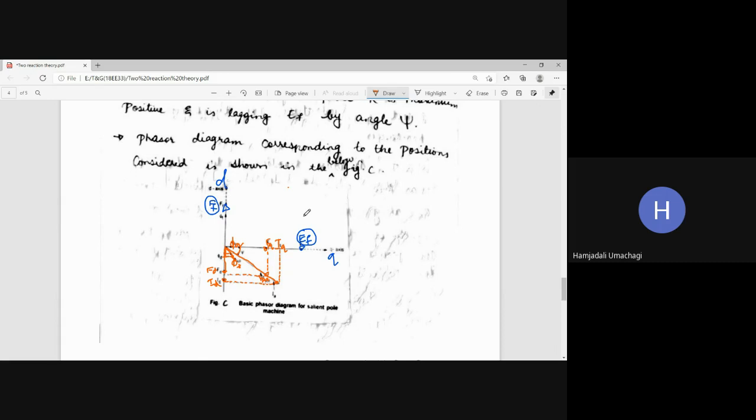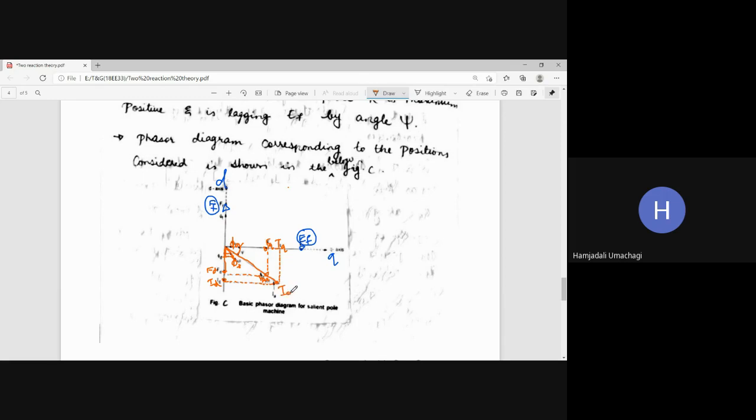So this blue color line indicates the distribution of the MMF wave, that too of the field winding, where initially along direct axis we will have field MMF. Because of this, we will get the excitation EMF. This excitation EMF lags FF by an angle of 90 degrees. Okay, so this will be leading and this will be lagging. And now the armature current, IA, it is divided into components.